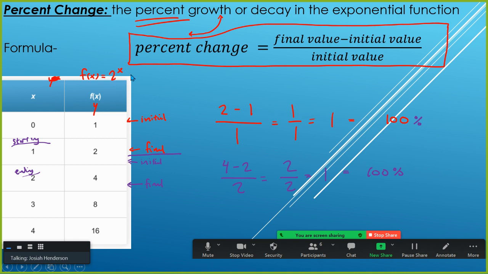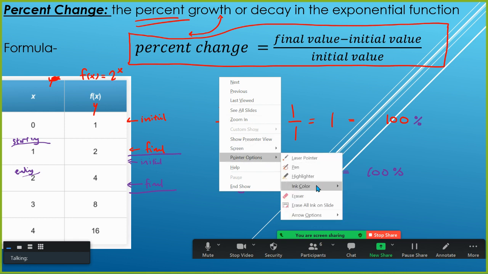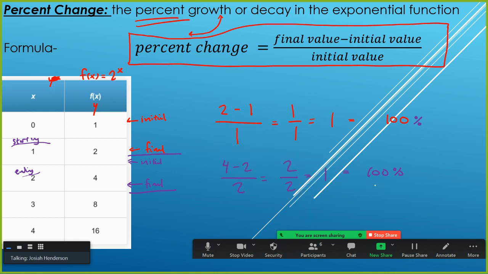Now, it's coming out to 100% each time, even though the numbers we're using are changing. And that's correct. We should always get the same percent change no matter which sets we looked at to figure it out. Let's do a third one real quick. Let's look at 8 to 16. So a third example, and we should get 100% again. We should get 1 again.